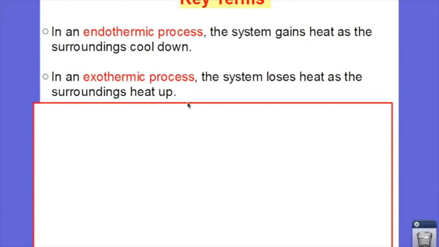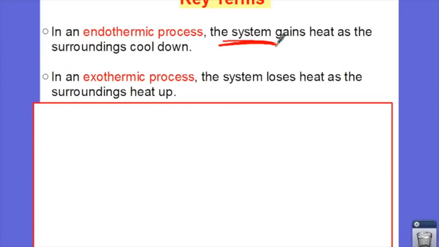What is a system? A system is whatever you are interested in, whatever you are studying. If I'm studying a piece of lead in a beaker of water, the lead is my system. Everything outside that system is the surroundings. Whatever is under study is your system.